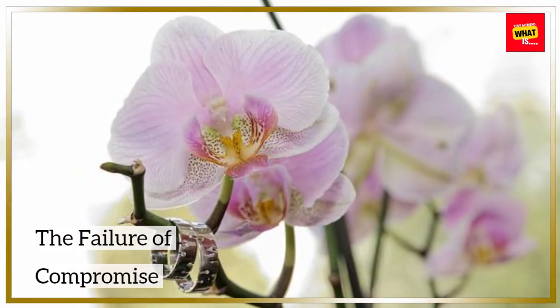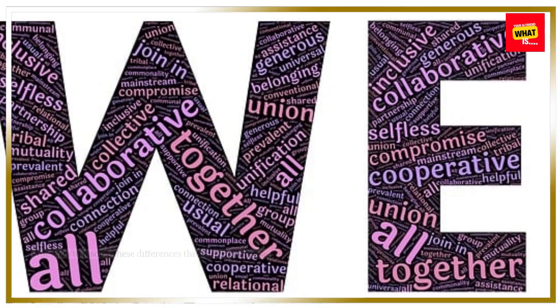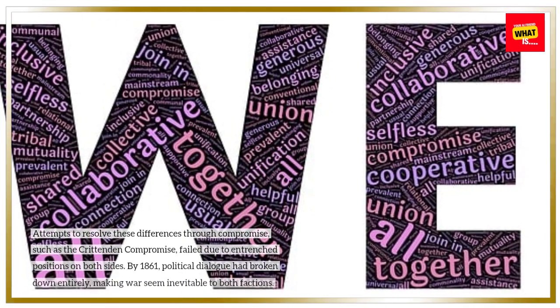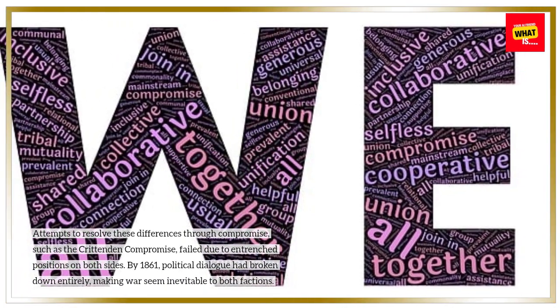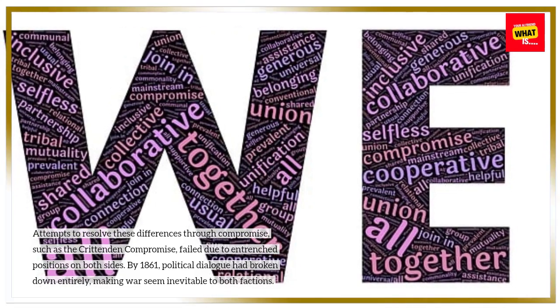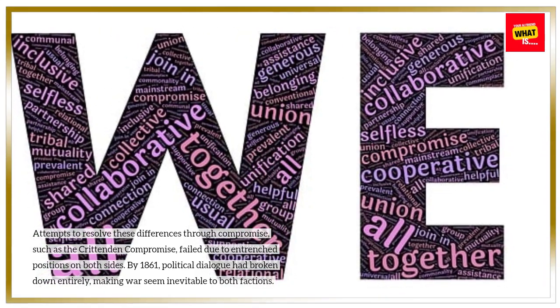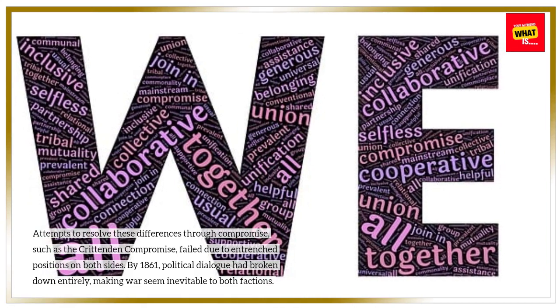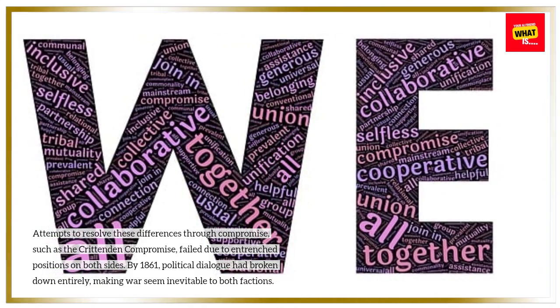The failure of compromise. Attempts to resolve these differences through compromise, such as the Crittenden Compromise, failed due to entrenched positions on both sides. By 1861, political dialogue had broken down entirely, making war seem inevitable to both factions.